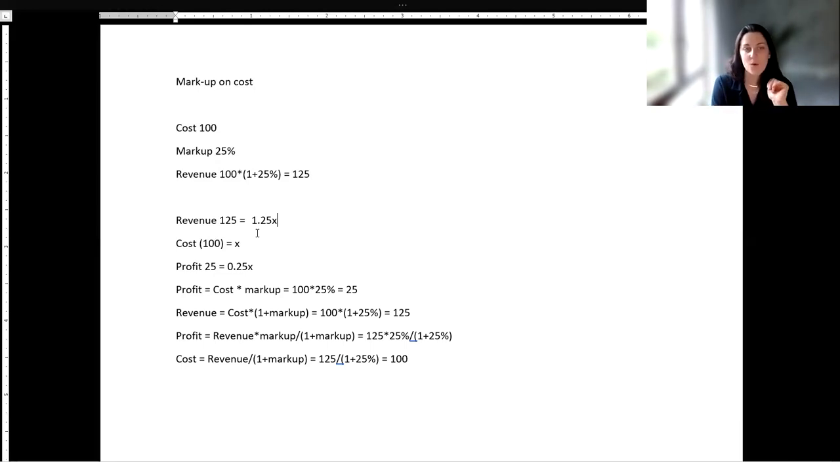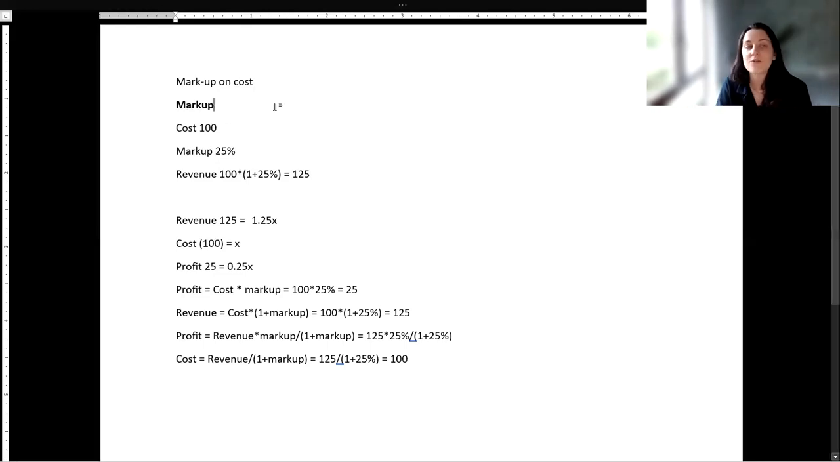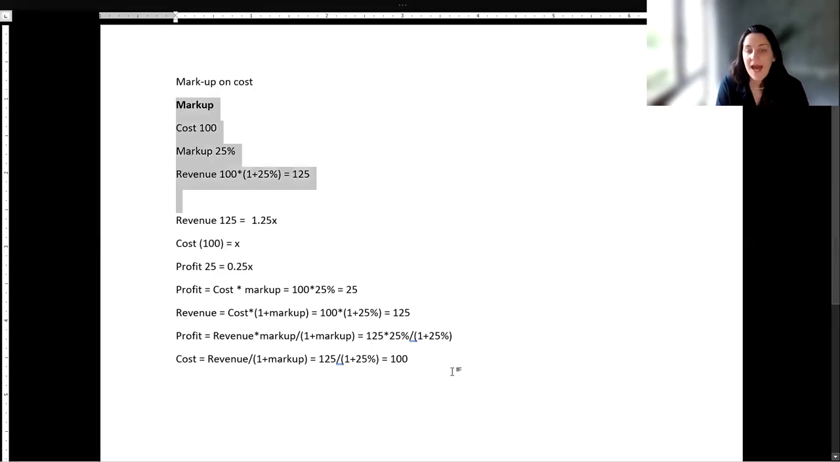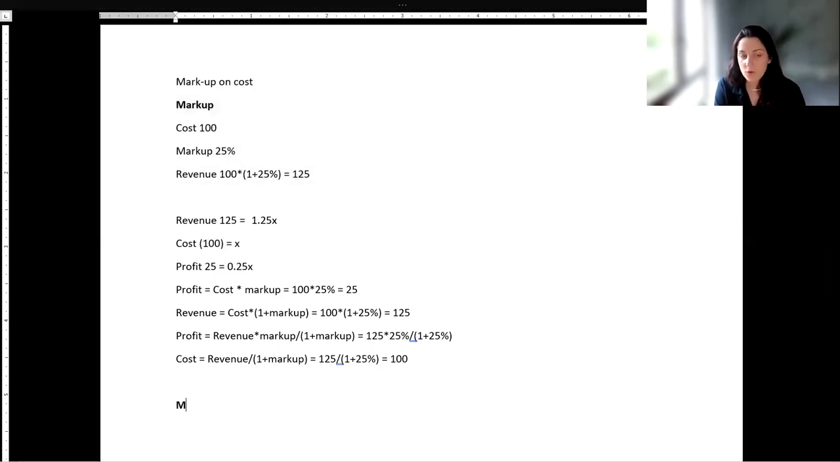So that was markup. What would be different if we had not markup, but rather profit? So gross profit margin, something like that. In this case, we would have the following difference. Margin is given on revenue, on price. So imagine that you have revenue of 125.